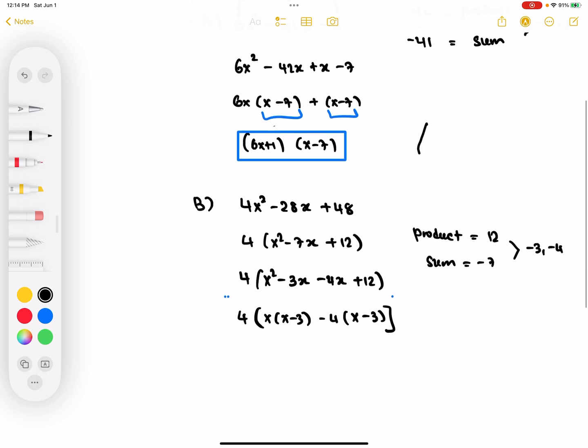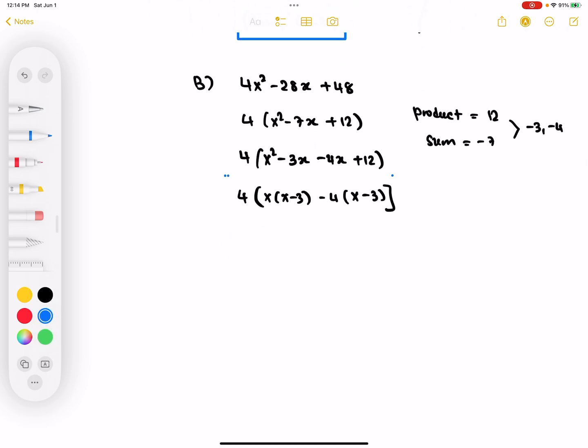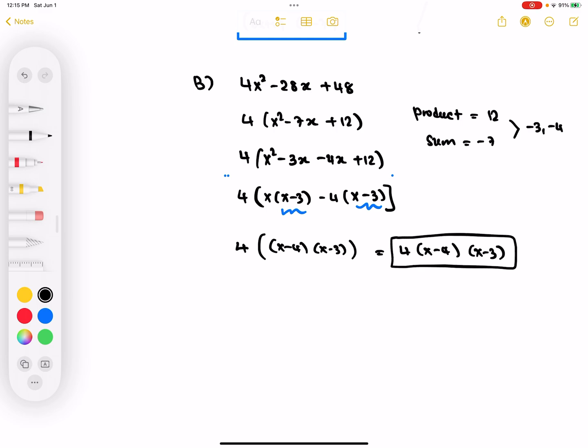So you can see in this step that x minus 3 is common, so I can write again 4 times x minus 4 times x minus 3. So this is generally written as 4(x minus 4)(x minus 3). This is another factoring of a trinomial. I will add more examples.